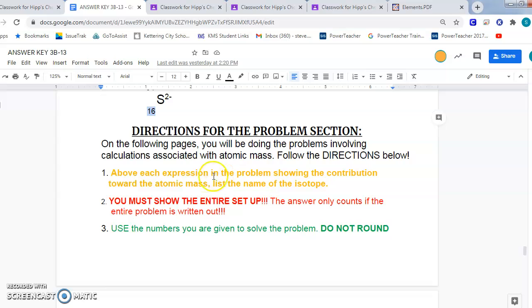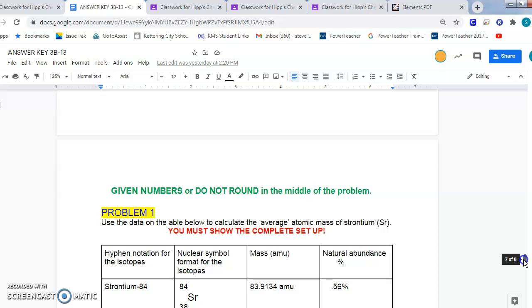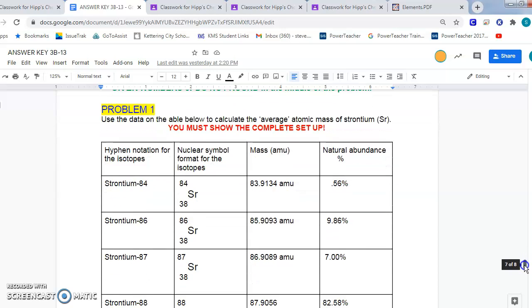Again, when we do the problems for this class, above the expression, and it was already put on there for you, you put little brackets saying which isotope is contributing and how much it's contributing. You identify the isotope or the information that you're filling inside. You show all the work, and you don't round the numbers until the end of the problem.